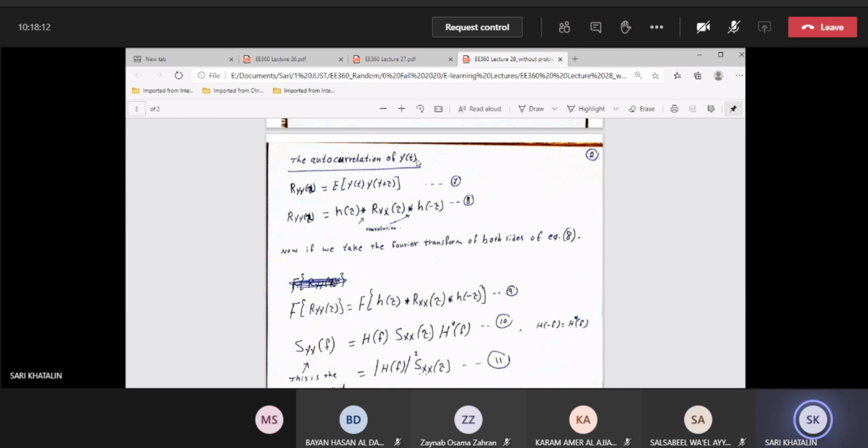Now the autocorrelation of the output y of t is given by equation 7, which is y of t times y of t plus tau. And how are we going to find this one? We just take the convolution of the filter with the autocorrelation of the input, and the convolution with h of minus tau. Now we take the Fourier transform for both sides.